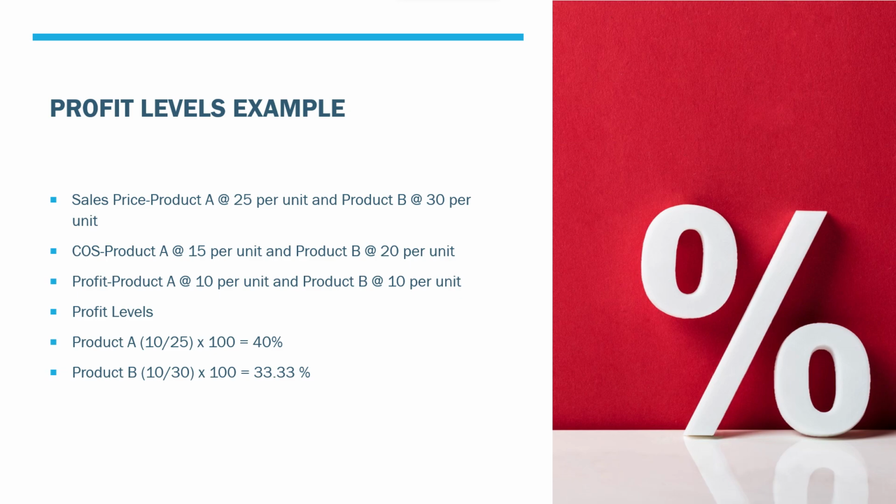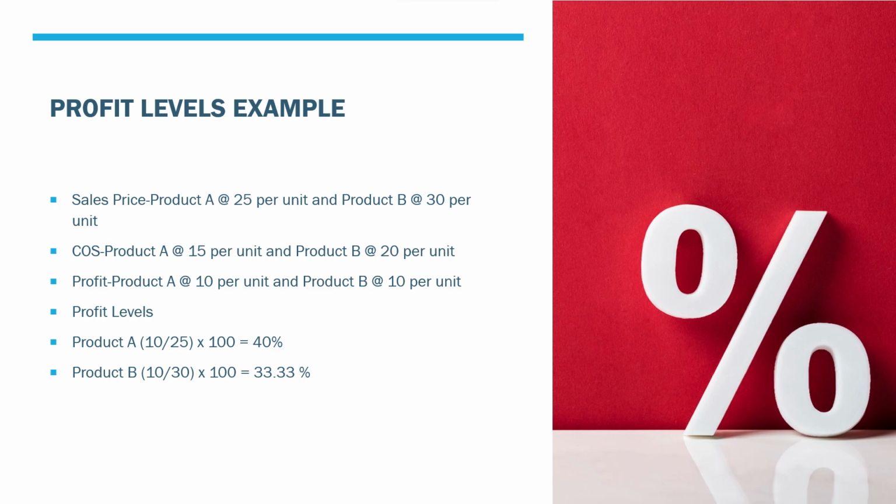Therefore, the profit per unit for product A will be the difference between the selling price of $25 and the cost of sales of $15. That is $10 per unit. In percentage terms, the profit level or margin on product A will be calculated as 10 divided by 25 multiplied by 100, and this is equal to 40%. Similarly, in the case of product B, the profit will be the difference of the selling price of $30 and the cost of sales of $20, that is $10 per unit, same as product A.